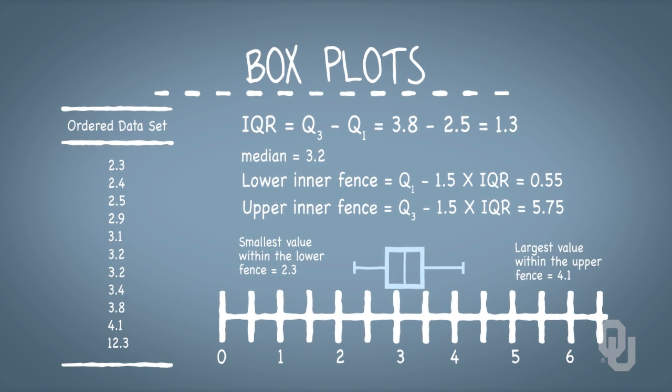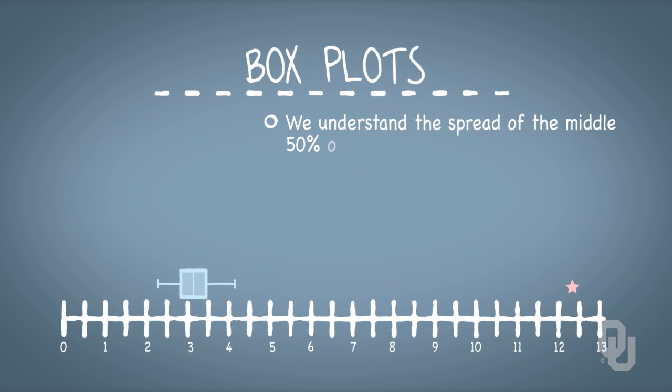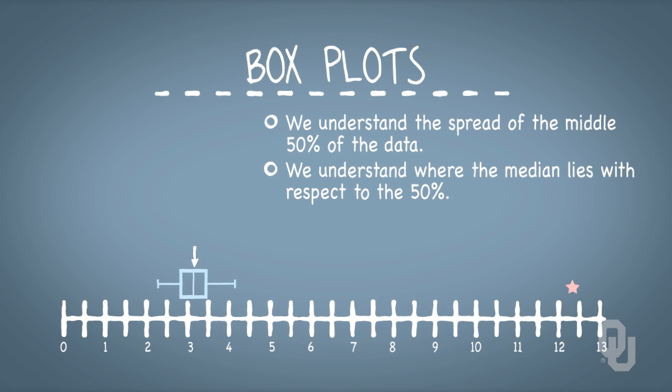Any values that lie beyond these 2 whiskers are considered outliers, or points that lie beyond 1.5 times the spread of the middle 50% of the data. We have an outlier on the upper side at 12.3, and we represent this outlier with some kind of marker. We'll use a star here. With a box plot, we get an idea about the spread of the middle 50% of the data and where the median lies with respect to that 50%. Here, the median is roughly in the middle of the box.